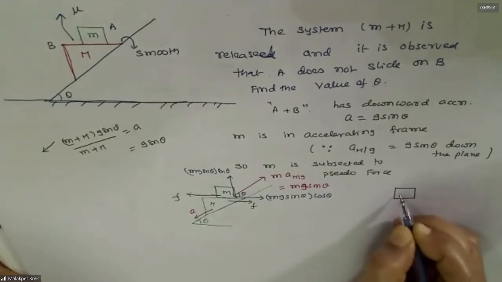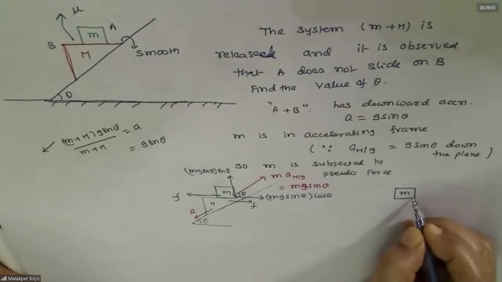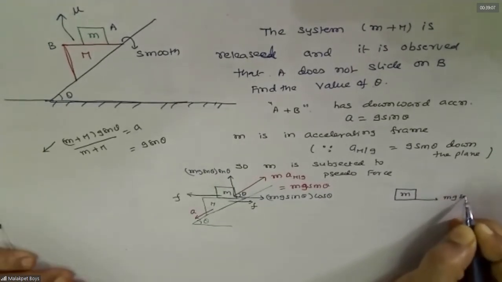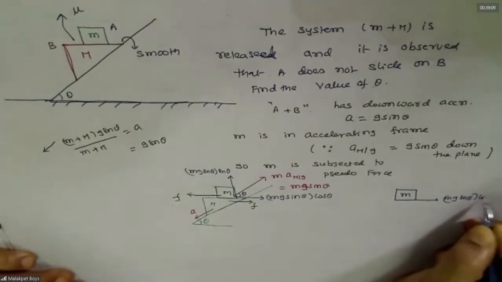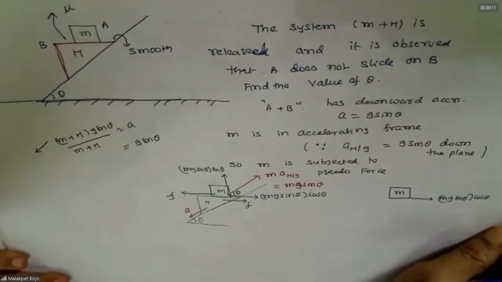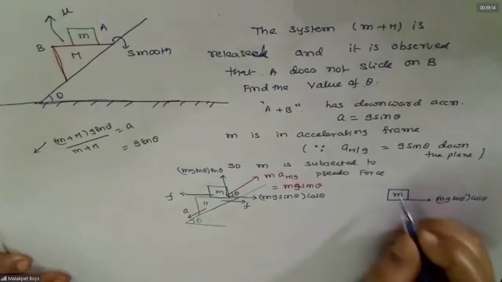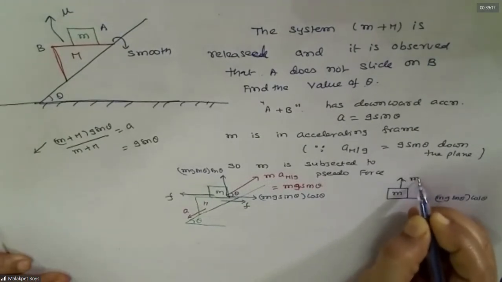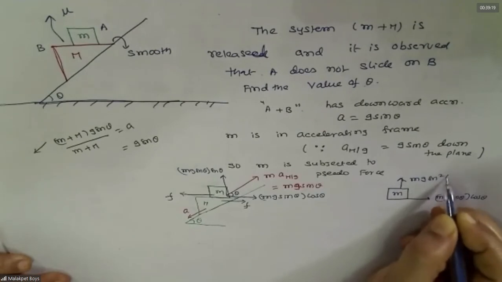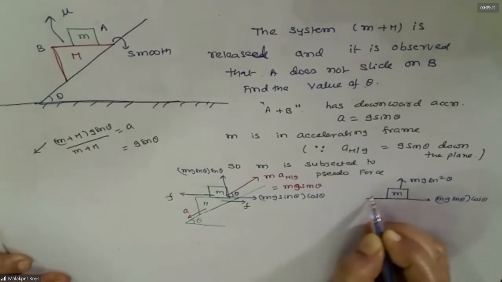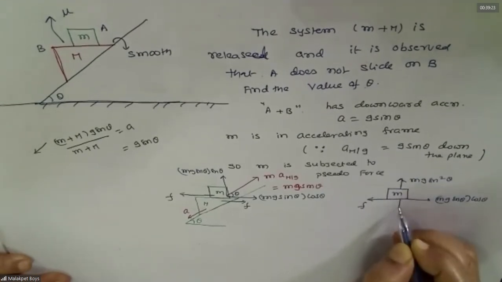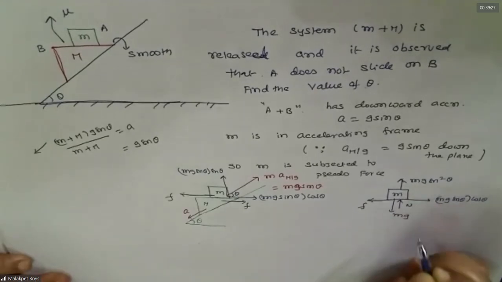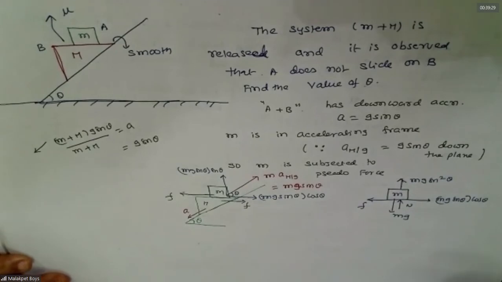Only thing you need is patience. Nothing else is needed to get a seat. This is mg sin theta cos theta, and this is mg sin square theta. This is friction. This is a normal reaction. This is mg. Any other force is there here?